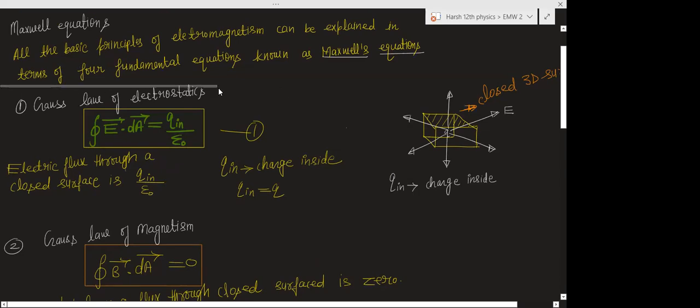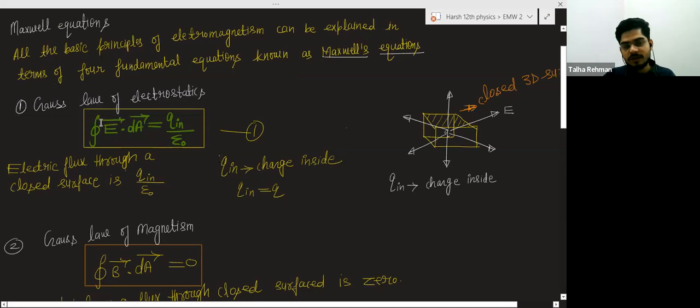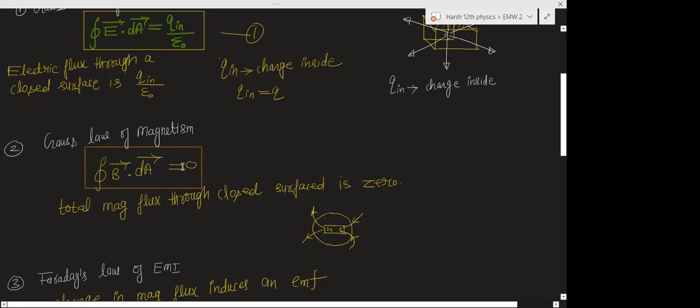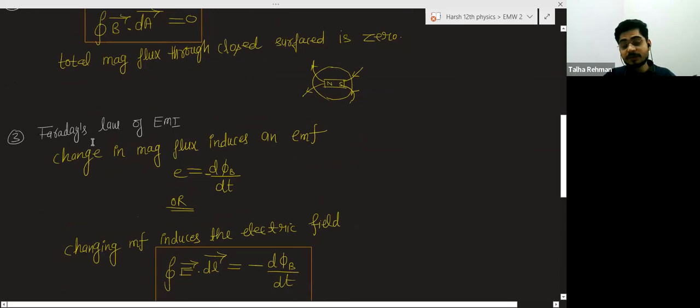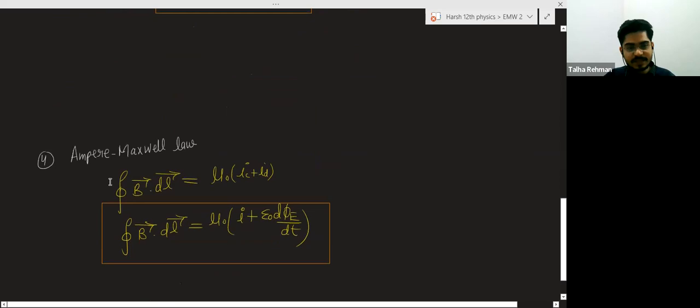Basically, Maxwell equations are four equations given by Maxwell. First is Gauss law of electrostatics: closed integral of E dot dA is equal to Q in by epsilon naught. Another is Gauss law of magnetism: closed integral of B dot dA is equal to 0. Another is Faraday's law of electromagnetic induction: change in magnetic flux induces the EMF. In another way, changing magnetic field induces the electric field. And fourth is Ampere's Maxwell law: closed integral of B dot dl is equal to mu naught times (IC plus ID). So these are the Maxwell equations.